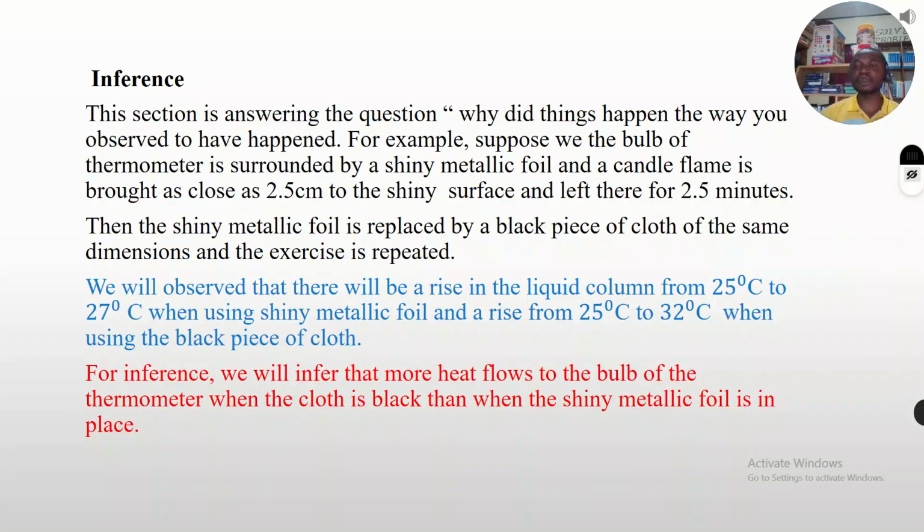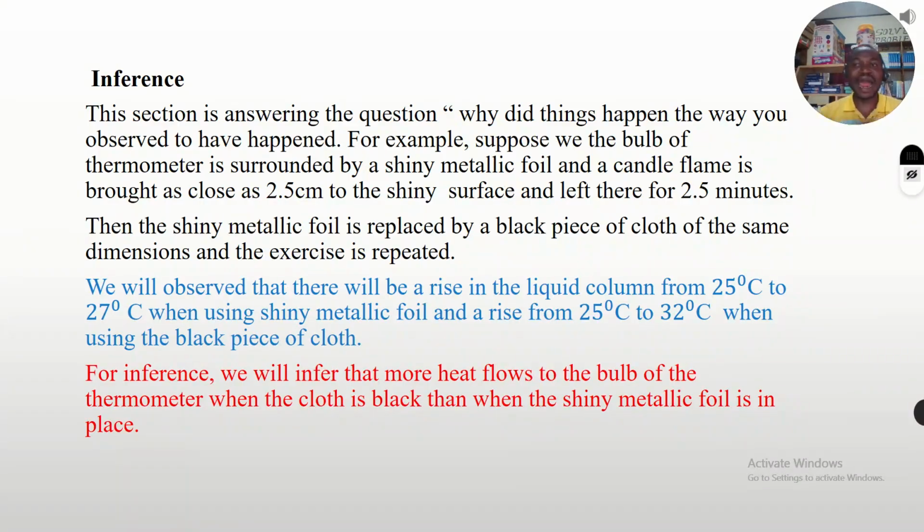Okay, inference now is the why of the observation. Why did you see what you saw? For example, we will observe that there will be a rise in the liquid column from 25 degrees to 27 when using a shiny metallic foil, and a rise from 25 to 32 when using a black piece of cloth. That's what we have observed. Why was there a rise from 25 to 27 when using a shiny metallic foil, and why was there a rise from 25 to 32 when using the black cloth? You want to give a reason now.